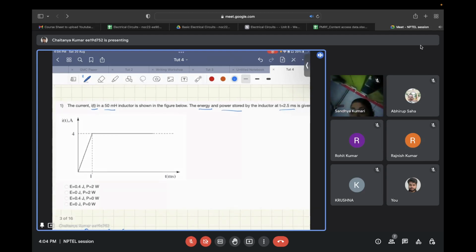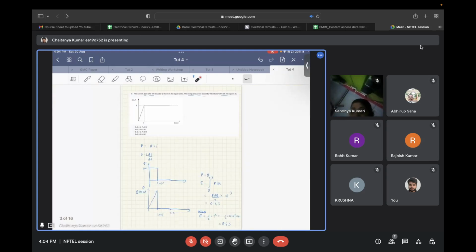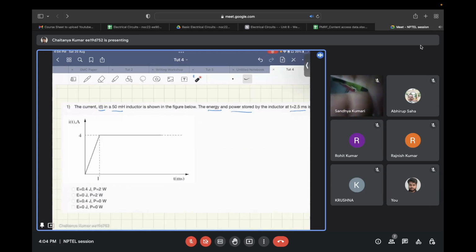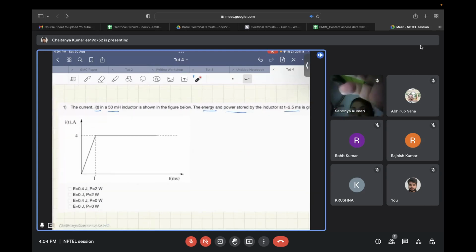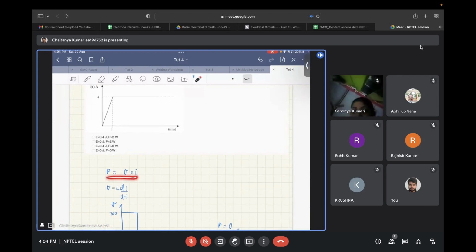What is asked is this: the following current is flowing into the inductor, and we need to find the energy and power stored in the inductor at time 2.5 milliseconds. Now, we know that power is the product of voltage and current, and for an inductor, voltage is given by the inductance multiplied by the derivative of the current, that is v = L di/dt.